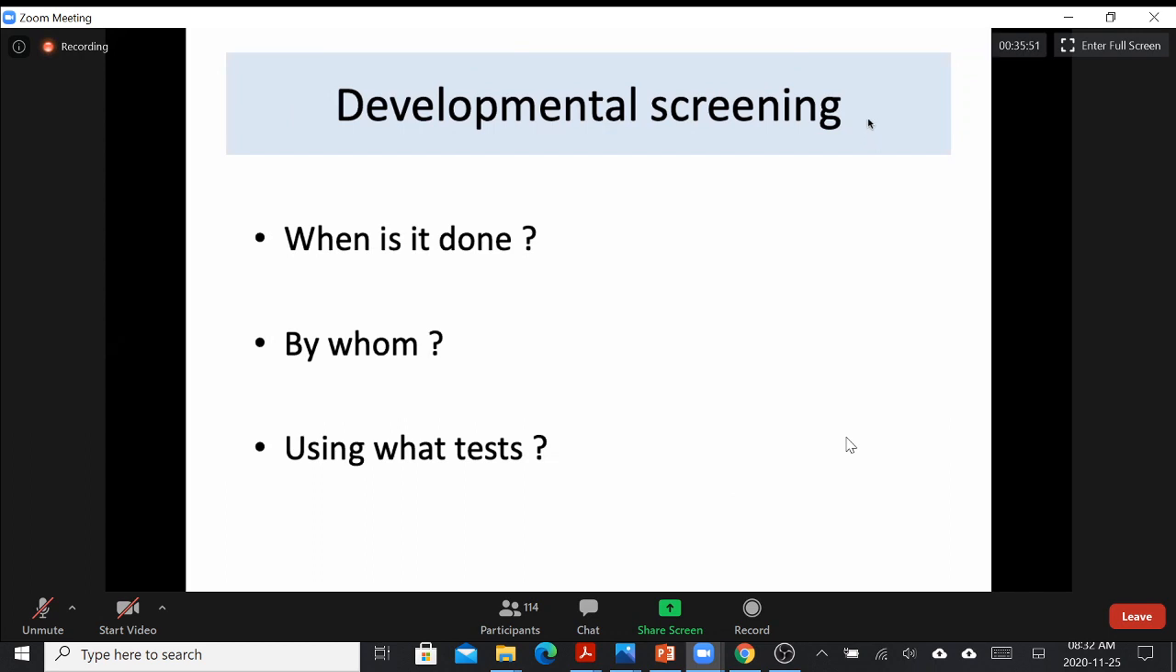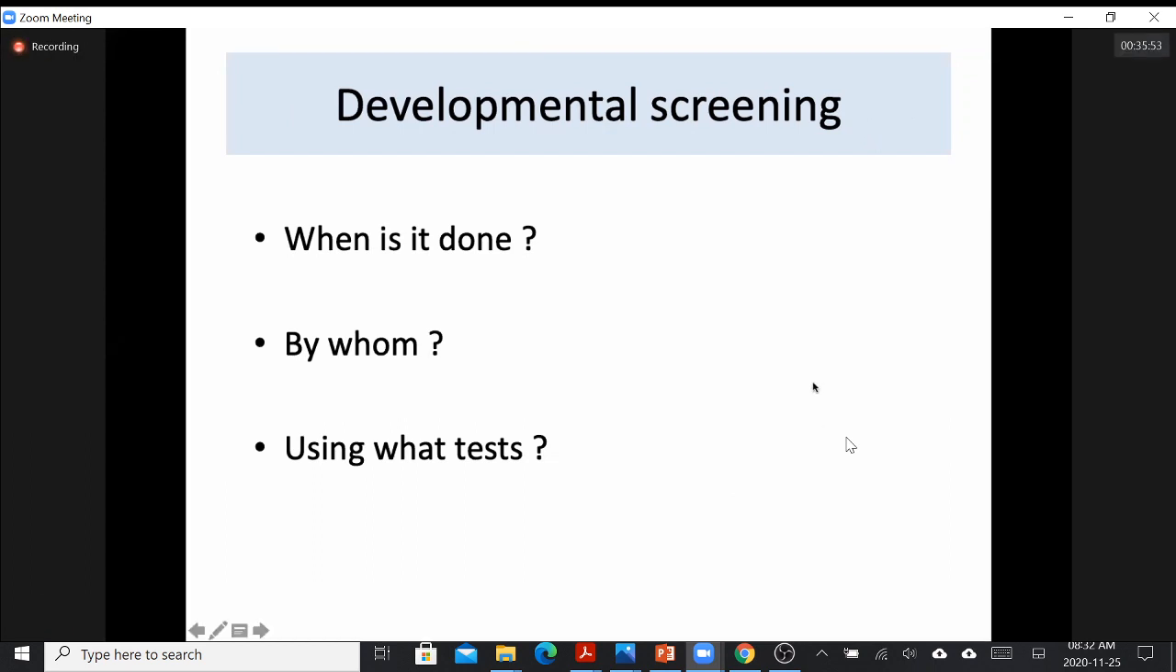Okay, so then we'll go on to more about developmental screening, right? So when is it done? Who does it? Using what tests? So can someone tell me, is it done in our country? And by whom and when? If it is done.